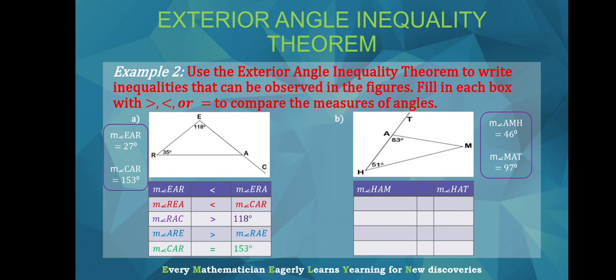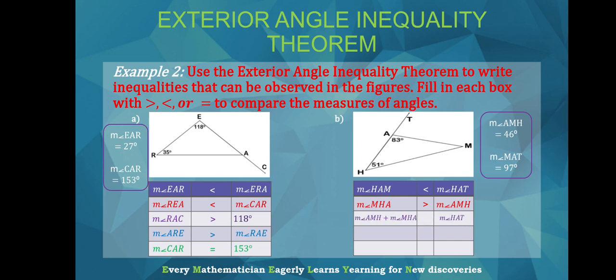Measure of angle HAM, blank, measure of angle HAT. The answer is less than, because the measure of angle HAM is 83 degrees while the measure of angle HAT is 180 degrees. Next, measure of angle MHA, blank, measure of angle AMH. The answer is greater than, because the measure of angle MHA is 51 degrees while the measure of angle AMH is 46 degrees.